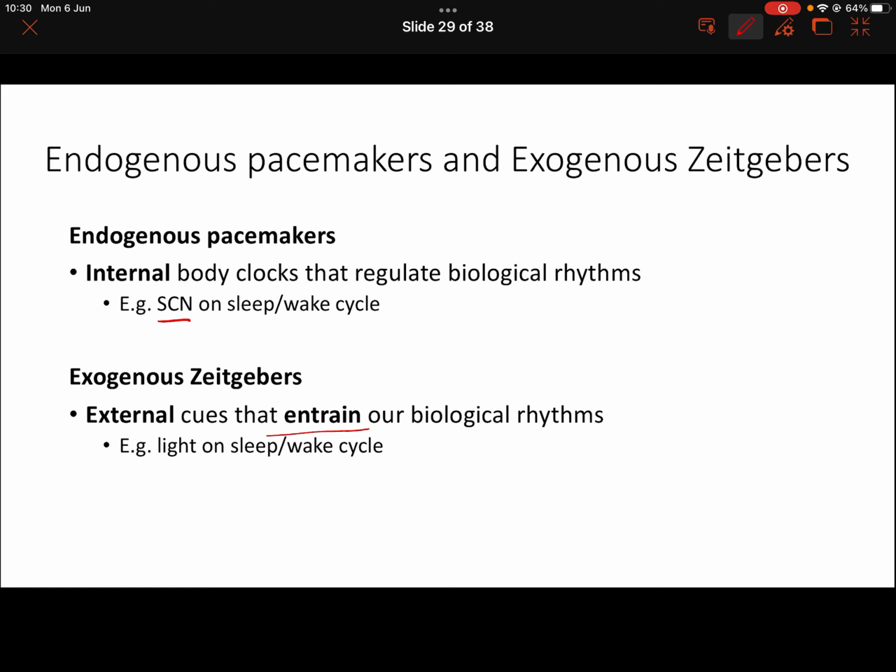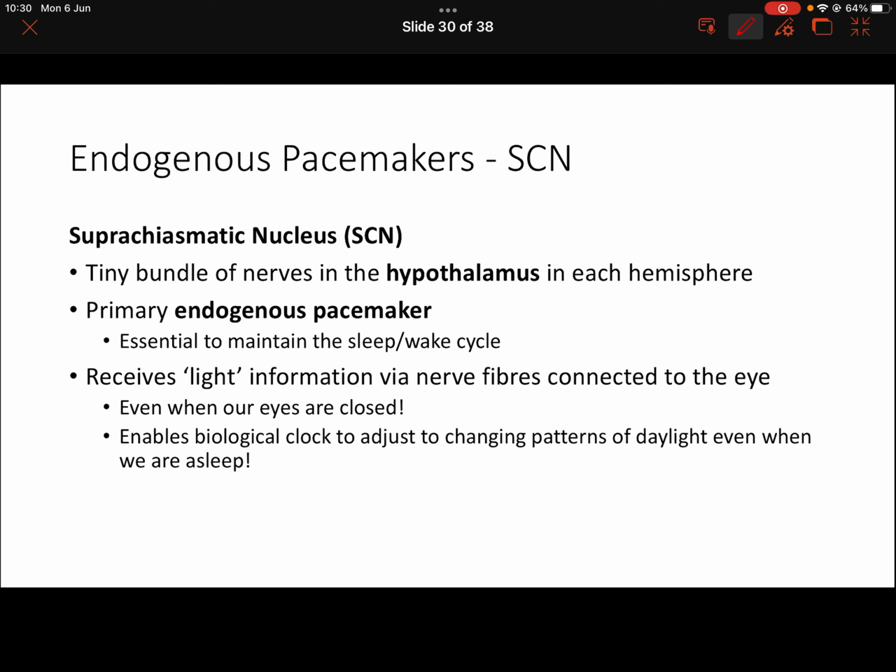So the key endogenous pacemaker we're going to be looking at is the suprachiasmatic nucleus, or the SCN. The SCN is a tiny bundle of nerve fibres located in the hypothalamus in each hemisphere. It is one of the primary endogenous pacemakers in mammals, including humans, and it's really influential in maintaining circadian rhythms such as the sleep-wake cycle.